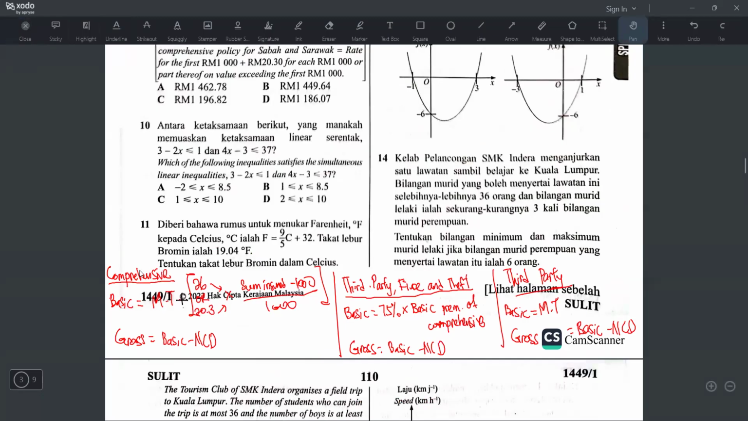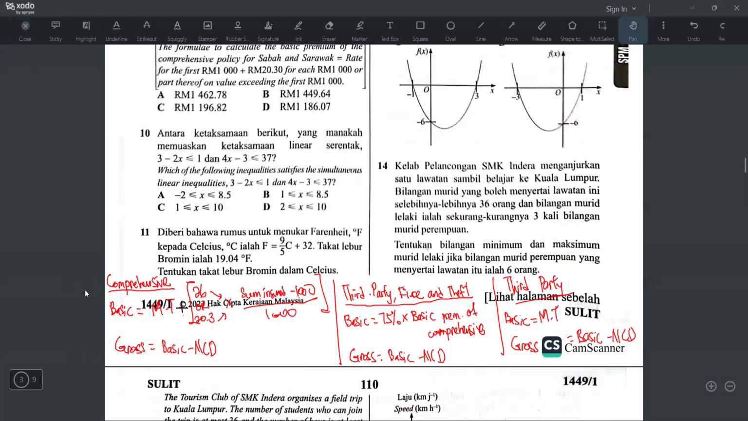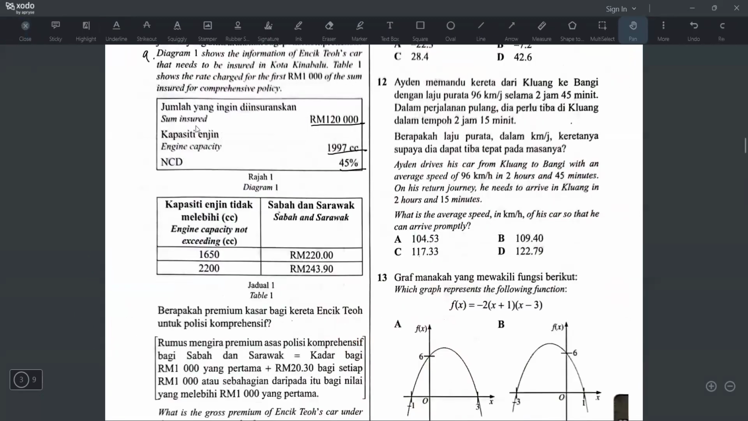First step is to tengok motor tarif, dapat the rate for first 1,000 first. But if you tengok motor tarif, you kena tengok dia punya CC. The engine capacity 1997. So they say engine capacity not exceeding 1650-2200. Okay, 1997 sudah melebihi 1650. So tak boleh tengok yang ni. Okay, kita kena tengok yang tidak melebihi. So 2200. So tengok yang ni. So this is the rate. Okay, so 243.90 for Sabah Sarawak.